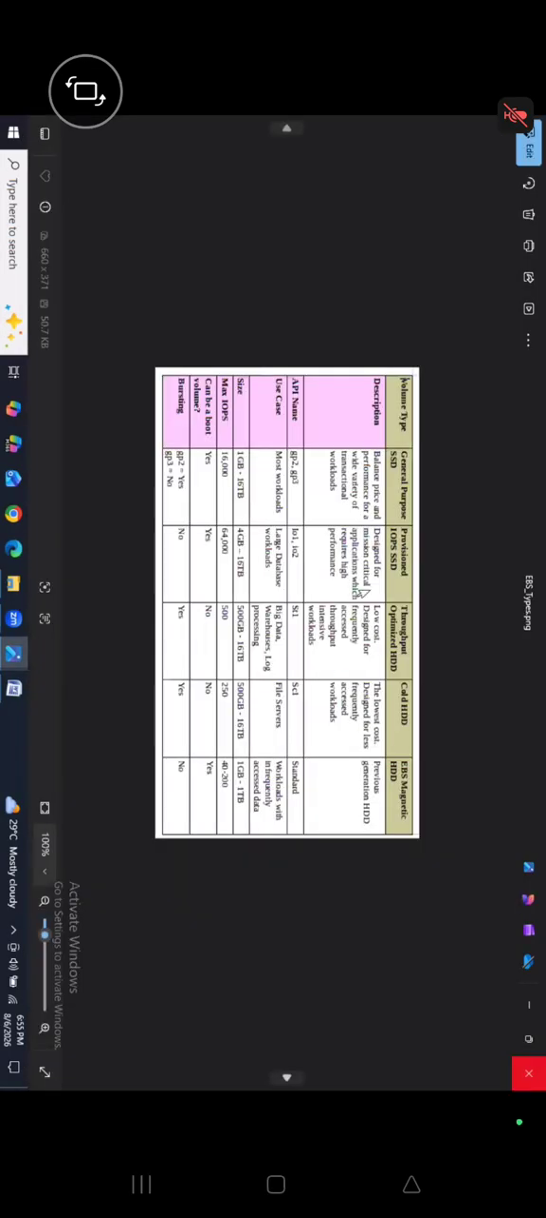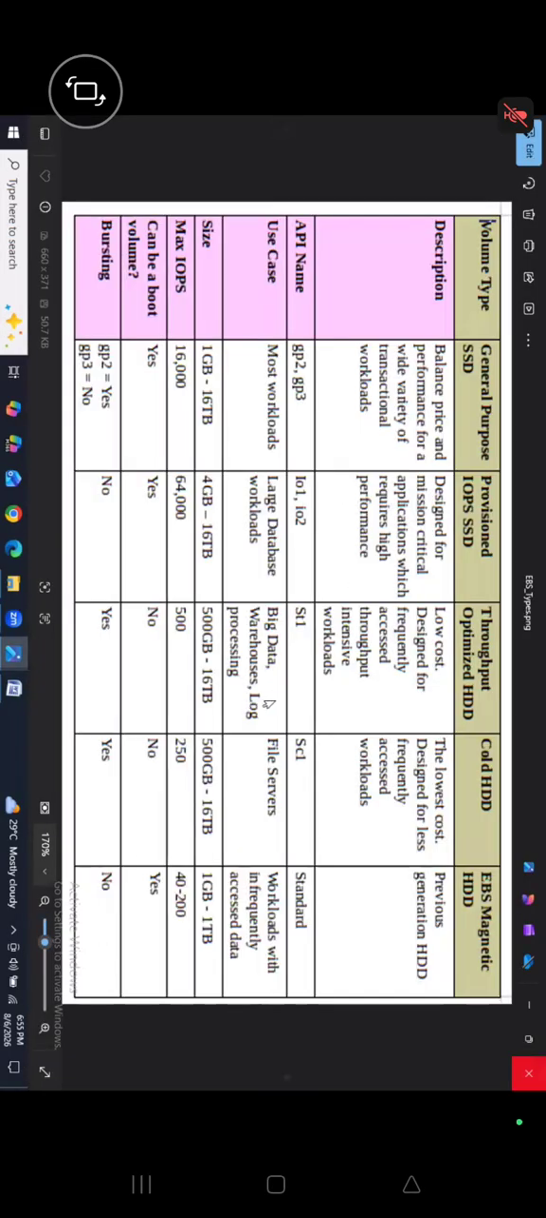Let's see here. So let's see, guys. Volume type, general purpose SSD. API names. I said API name, right? GP2 and GP3. So description, where we are going to use general purpose SSD. Balanced price and performance for a wide variety of transactional workloads.